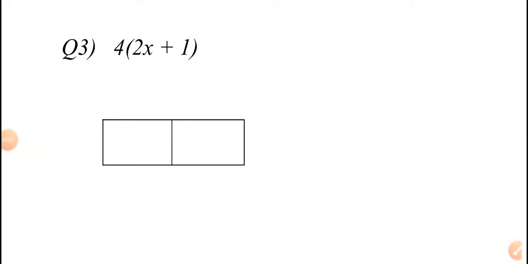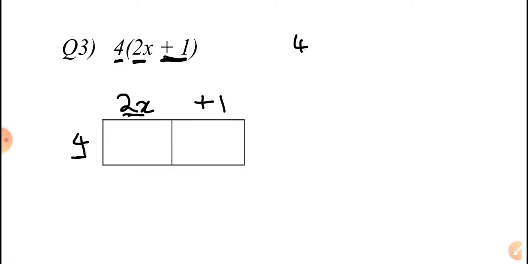So to answer question 3, because I can see 2x there, I'll write 2x here. I can see plus 1 here, so I'll just write plus 1 here. I can see 4 there, so I'll just write 4 here. So 4 times 2x is 8x. Let me explain that a little bit more here.